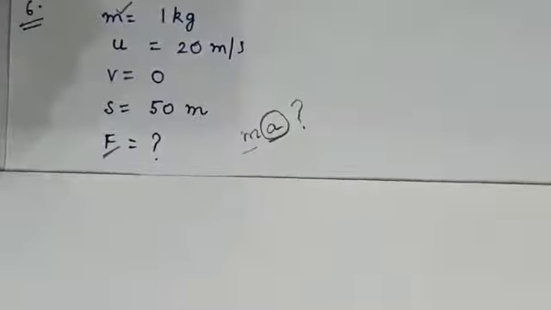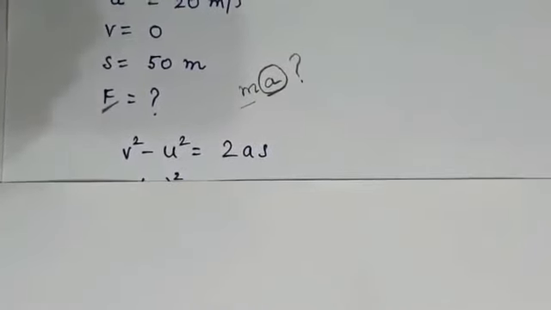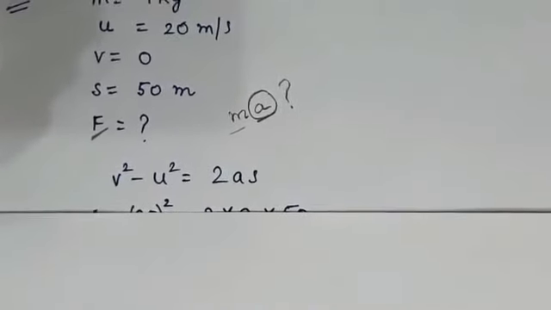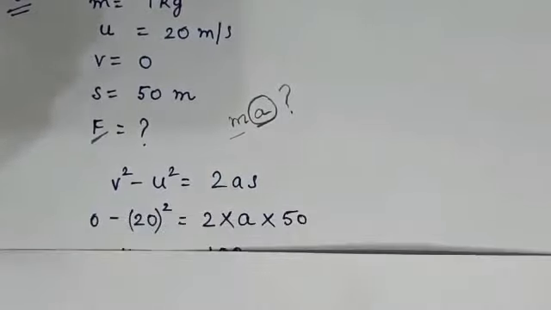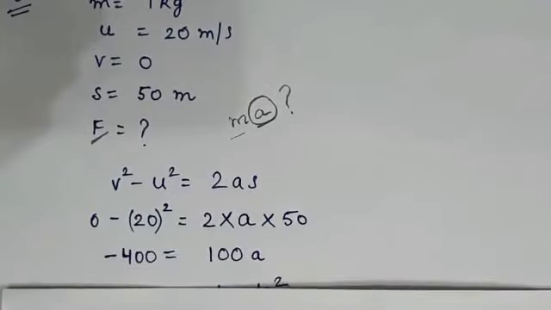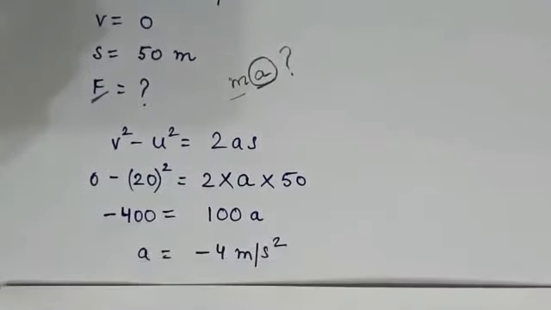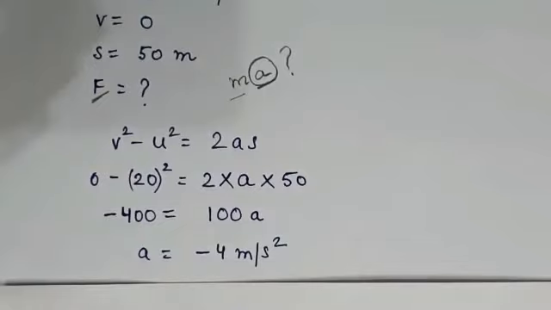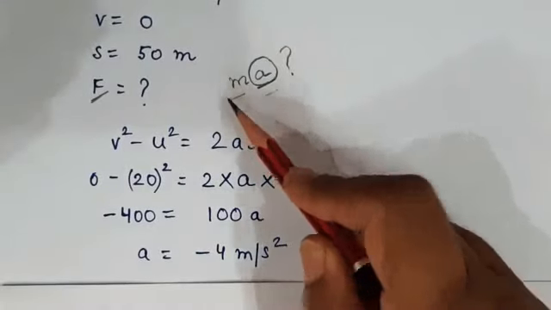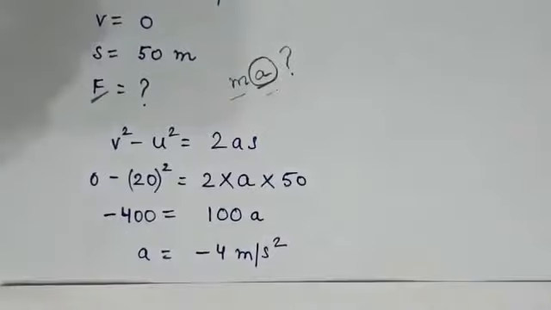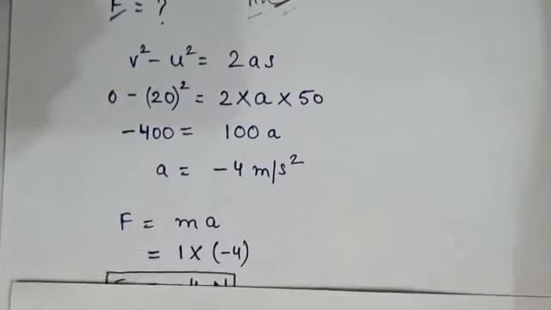So apply the formula: V square minus U square is equal to 2AS. Now substitute the value of V, U, 2 and S. So you will get the value of A, that is minus 4 meter per second square. Okay, now you know the acceleration and you know the mass also. So calculate the force of friction. What is force? Force is MA.